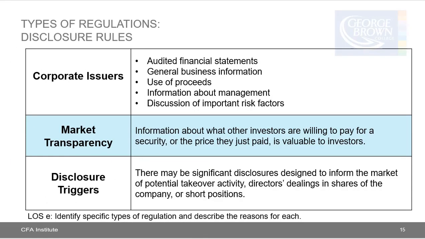Learning Outcome Statement E is identify specific types of regulation and describe the reasons for each. So this is a big learning outcome statement. There's 8 slides for it, and there's quite a bit of content in the text. So we'll jump into it.